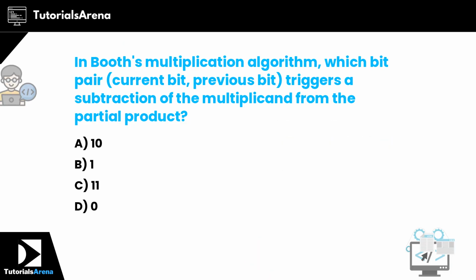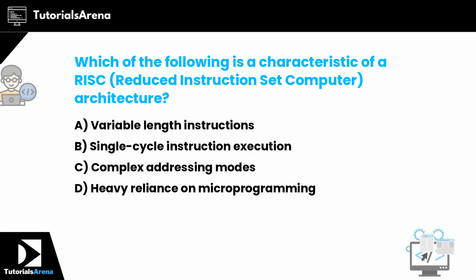In Booth's multiplication algorithm, which bit pair, current bit, previous bit, triggers a subtraction of the multiplicand from the partial product? The correct answer is option A, 10. Which of the following is a characteristic of a RISC, reduced instruction set computer, architecture? The correct answer is option B, single-cycle instruction execution.